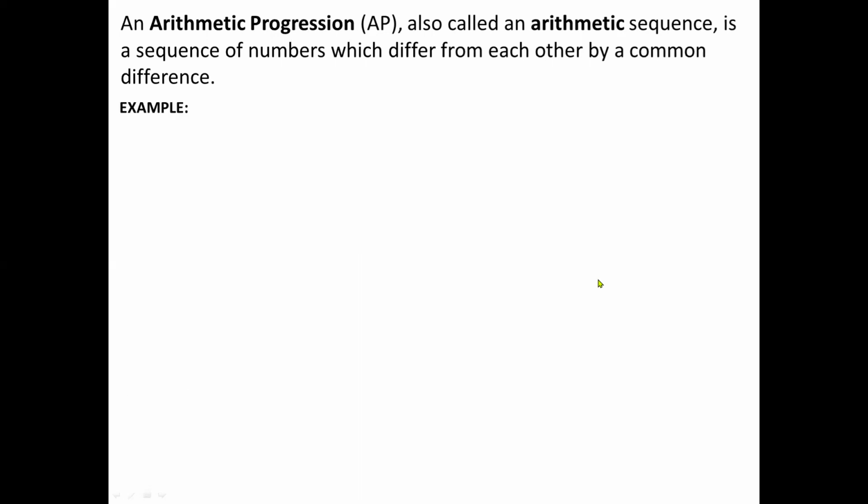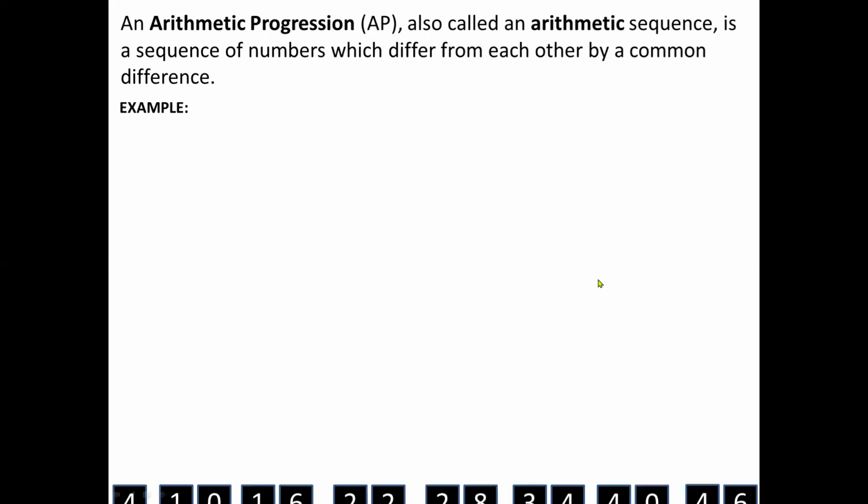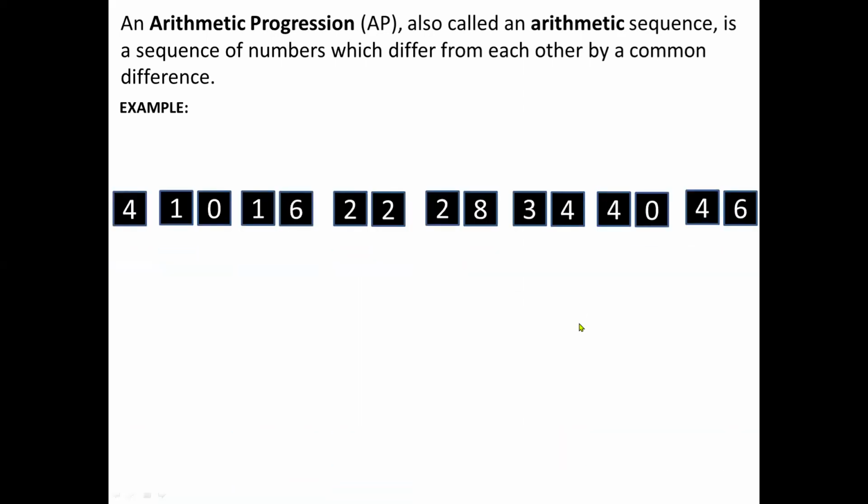Example of arithmetic progression again. We have this. 4, 10, 16, 22, 28, 34, 40, and 46. Yes, anak? Naka-record po? Yes, naka-record siya, anak. Medyo choppy po kasi eh. Uulitin ko na lang po, ma'am. Okay, next again, naka-record naman. No problem. So we have 4, 10, 16, 22, 28, 34, 40, and 46.